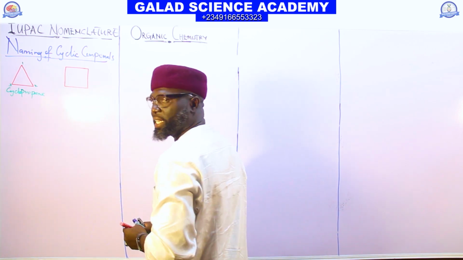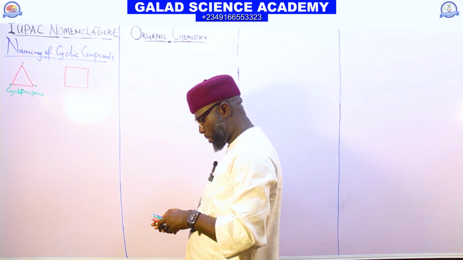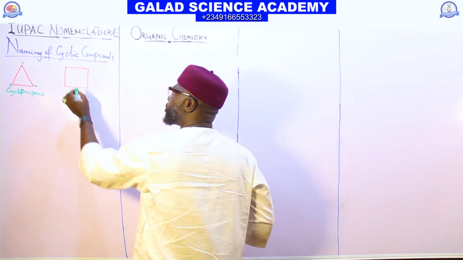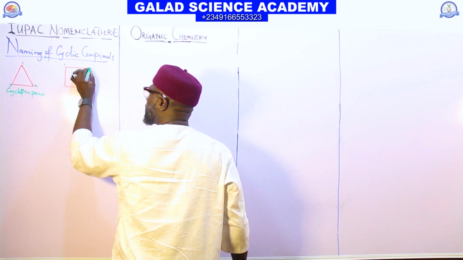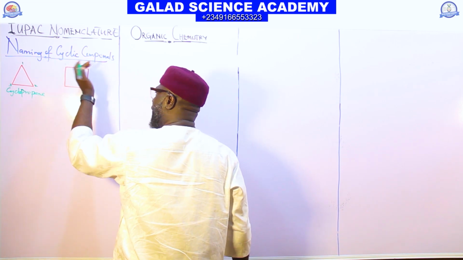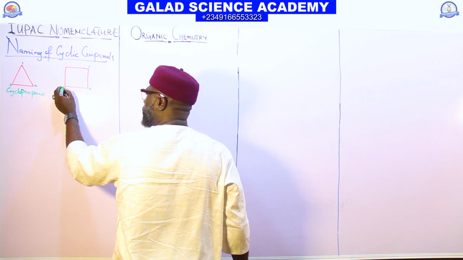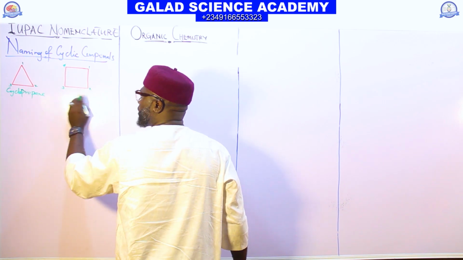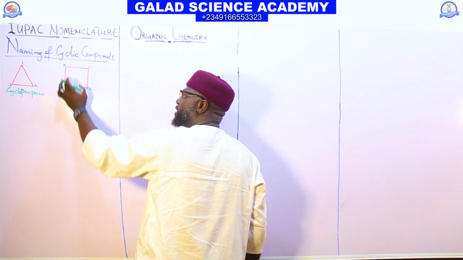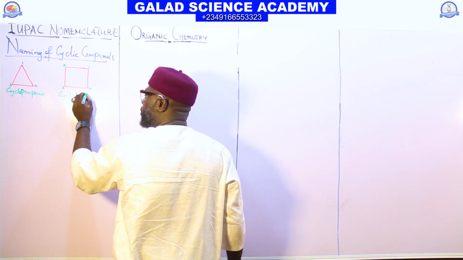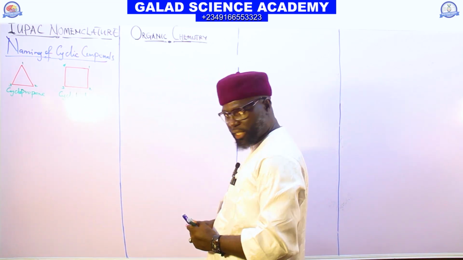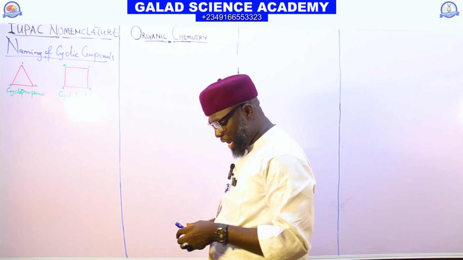So in case we have a structure like this, it has how many sides? The sides here are what? We have 1, 2, or we can start from here, anywhere. 1, 2, 3, 4. How many sides? 4. Call it cyclo, because it's in ring form. Cyclobutane. And do you realize one thing?